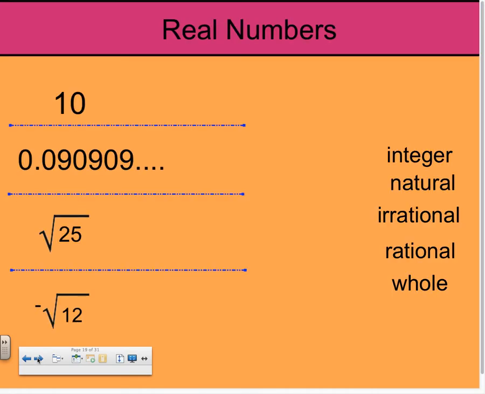Okay, so here we go. Let's see how well you know your numbers. Okay, I'll do the first one for you, and then somebody can come do the next one. Let's start with the number 10. Is the number 10 an integer? Yes, it is. Okay, is it a natural number? Yep, it's a natural number. Is it irrational? It is not irrational. Is it rational? So if it's not irrational, then it has to be rational. And is it a whole number? Okay, so the number 10 is integer, natural, rational, and whole.